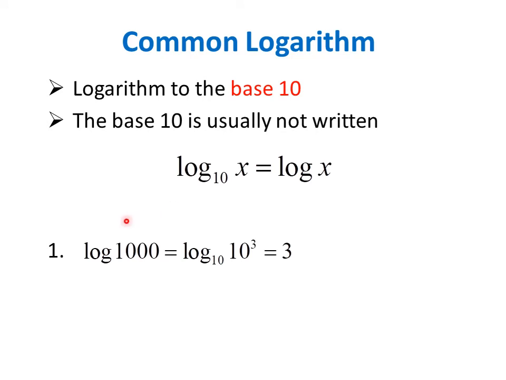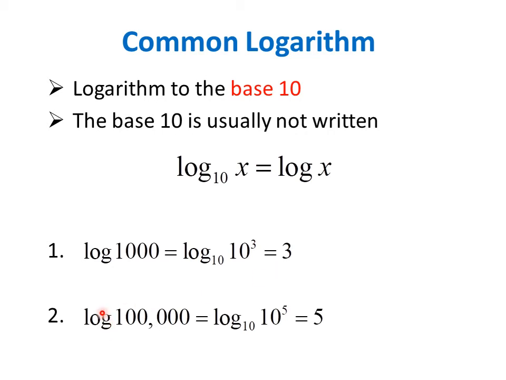Let's evaluate some common logarithms. What is log of 1000? So this is the common logarithm of 1000, or log to the base 10 of 1000. In other words, we have the question, to what exponent do we raise the base 10 to get 1000? Of course we know that 1000 is equal to 10 to the 3 because we have here 3 zeros or 3 tens. So to what exponent do you raise 10 to get 10 to the 3? That is the exponent 3.